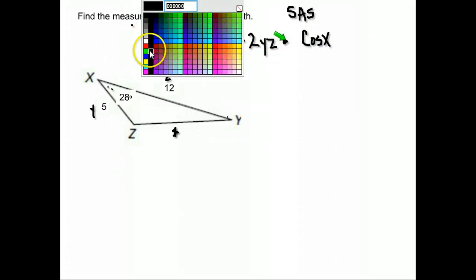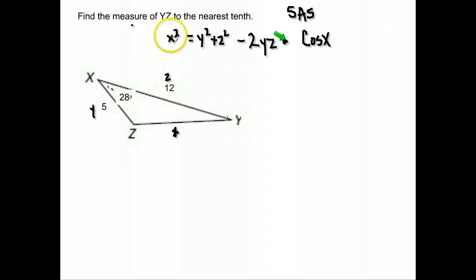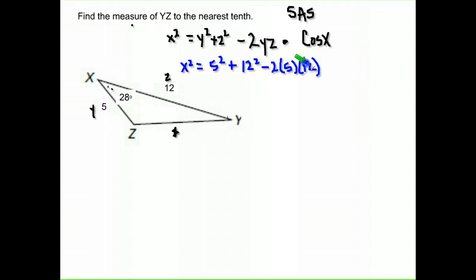Let's put in the information that we know. Do we know our little x? No, that's the side we're trying to find. So we have x squared equals, do we know our y? We do. Y is 5. Do we know z? Yes, it's 12. And then minus 2 times the 5 and the 12, the two sides we know, times the cosine of our angle. Do we know our angle? We do. It's 28. So when it's set up this way, we simplify everything on this side. Just go one step at a time so you don't get too carried away. 5 squared, or 5 times 5, is 25. Plus 12 squared, 12 times 12 is 144.